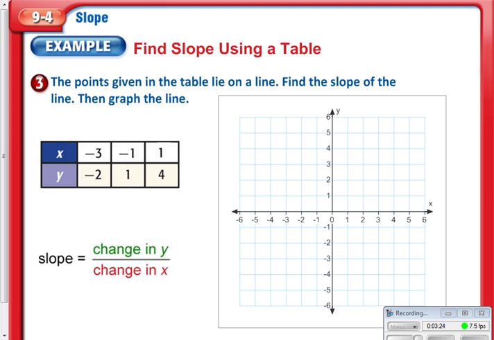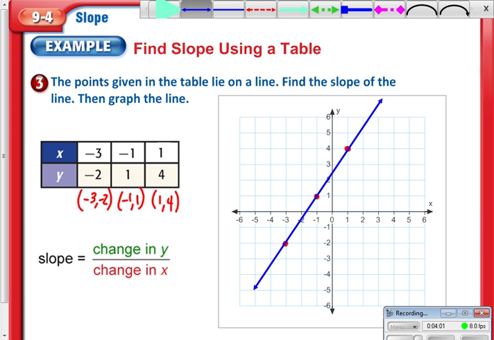Example 3, the points given in the table lie on a line. Find the slope of the line, then graph the line. So what we're going to go ahead and do here is plot these points. Here's my ordered pairs: -3, -2; -1, 1; and 1, 4. I'm going to go ahead and plot the points here. -3, -2, plot. -1, 1, plot. And 1, 4, plot. It looks like this would construct a linear line here, so use the straight edge to construct that linear line.